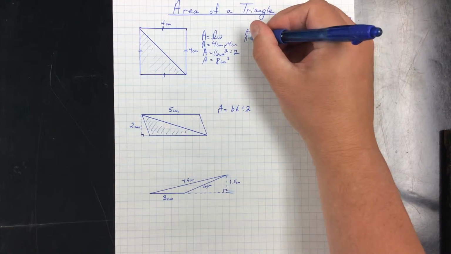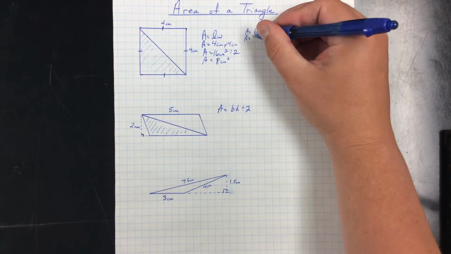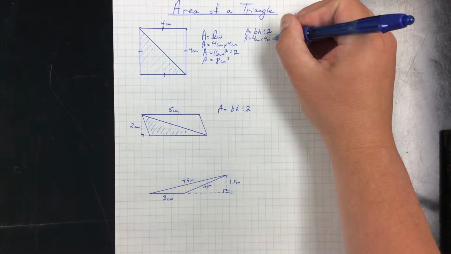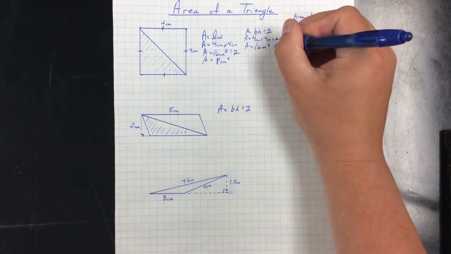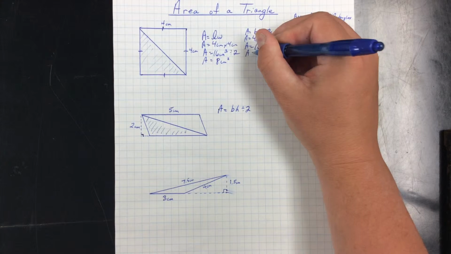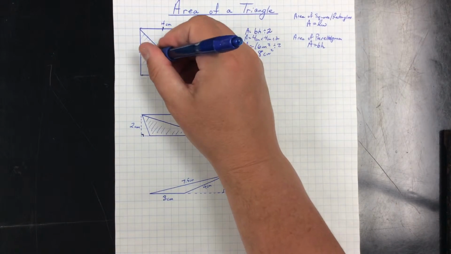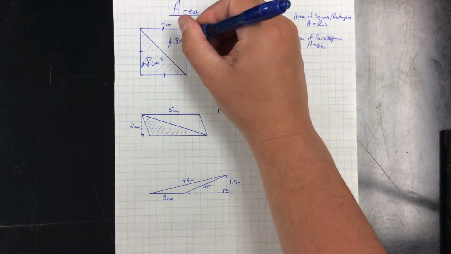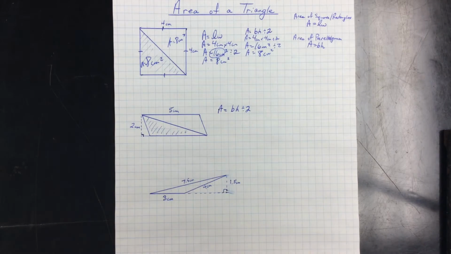Alright, so let's go back to our original. Base times height divided by 2. So my base is 4. My height is 4. I'm going to divide that by 2. So area is equal to 16 centimeters squared divided by 2. Area of my triangle is 8 centimeters squared. So this is 8 centimeters squared, its area, and this is also 8 centimeters squared, together to give me the total of that 16 when you put together.